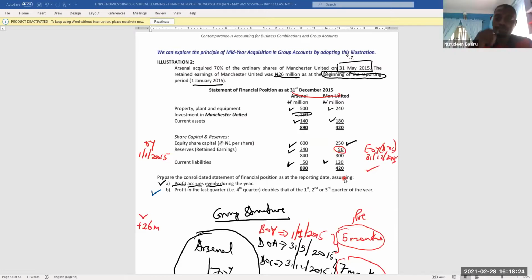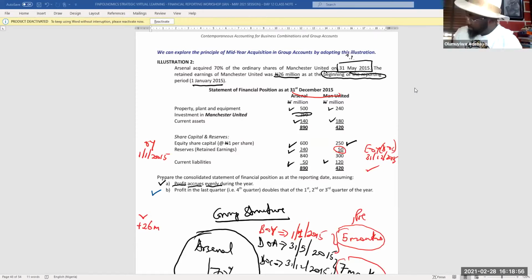Okay, let me try. Based on this assumption that the last quarter, fourth quarter, doubles that of first, second, third, it means if first quarter profit is 100, second quarter will also be 100, third quarter will also be 100, while the last quarter that doubles will be 200.